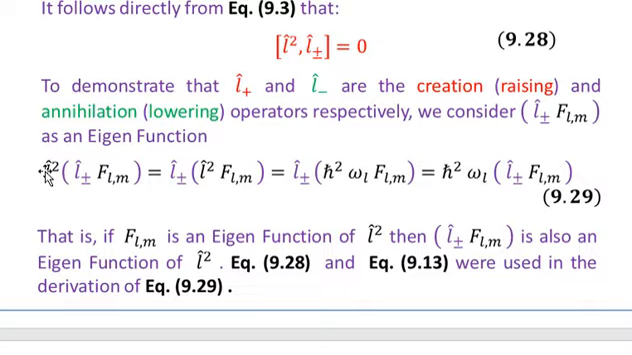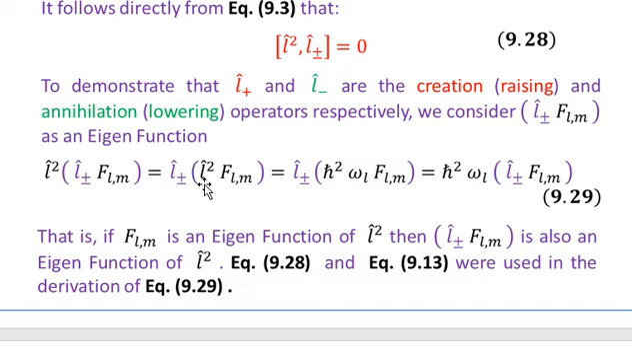So L square, I am reading equation number 29, L square operating on the wave function L plus-minus FLM. And since you see that from the commutator shown in equation number 28, I can change the order of these two operators. So I can take the L plus-minus operator on the left, and I can move the L square operator inside the bracket so that it can operate on FLM.